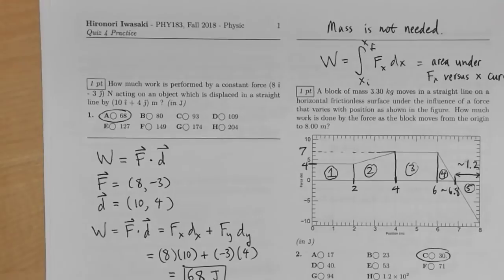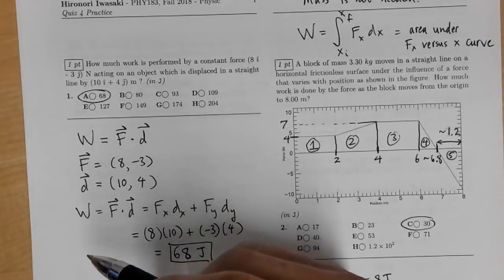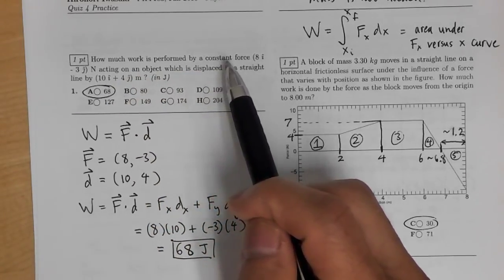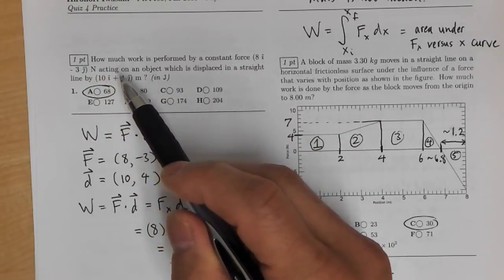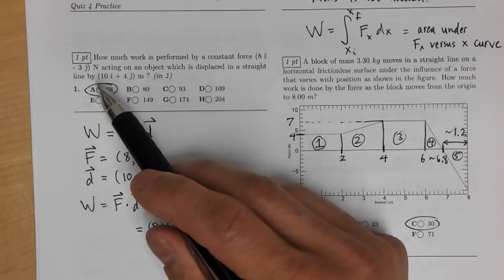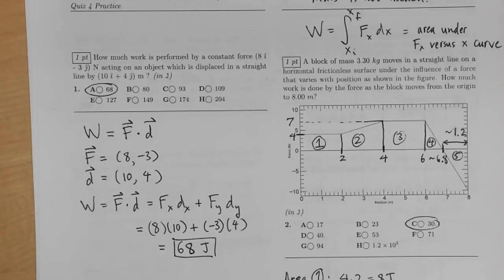We will be covering the quiz for practice solutions. So let's start with number 1. The question is, how much work is performed by a constant force, 8 i hat minus 3 j hat newtons, acting on an object which is displaced in a straight line by 10 i hat plus 4 j hat meters? And the answer is in joules.